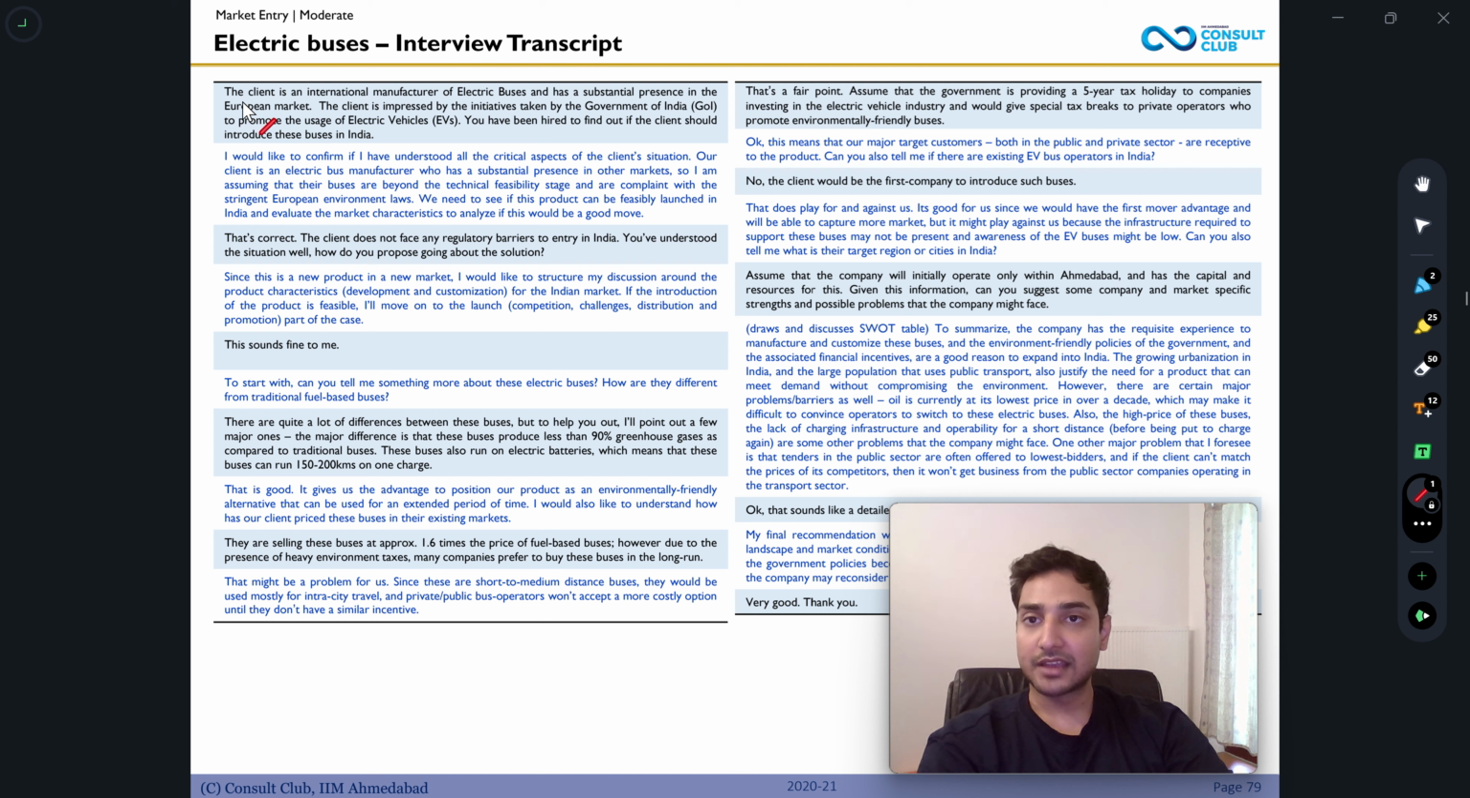The client is an international manufacturer of electric buses and has a substantial presence in the European market. The client is impressed by the initiatives taken by the government of India to promote the usage of electric vehicles. You have been hired to find out if the client should introduce these buses in India.